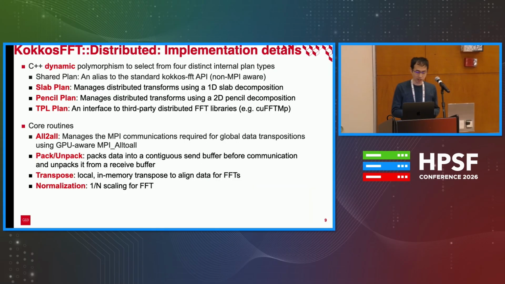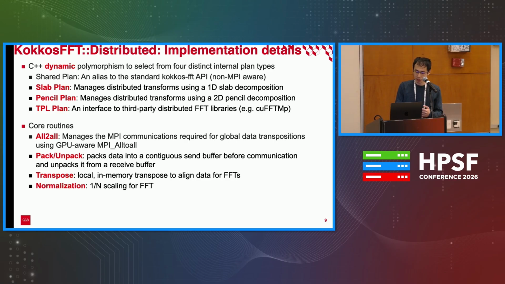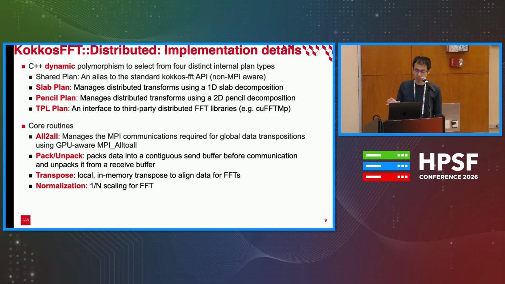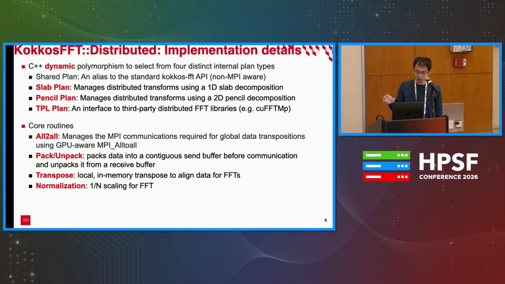As for implementation details, we rely on dynamic polymorphism to select from our distinct internal plan types. As I have already explained, our implementation includes the shared, slab and pencil decompositions, and the TPL plan is an alias to the third-party library. The core implementation is the all-to-all wrapper, along with pack and unpack routines, transpose and normalization. So these are the key components.